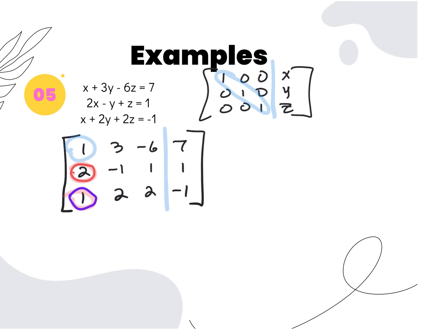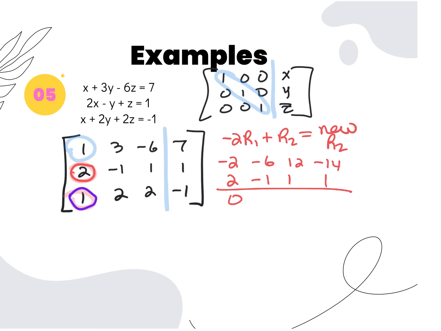So for row 2, to get rid of that 2 to make it become a 0, I'm taking row 1 and multiplying it by -2, and then I'm adding it to row 2, and that'll give me my new row 2. So let me go ahead and do that. And then I'm also going to change the row 3 as well. So multiplying row 1 by -2 gives me -2, -6, +12, -14. I'm adding that to row 2. And this gives me my new row 2.